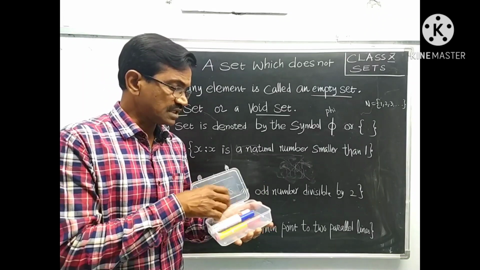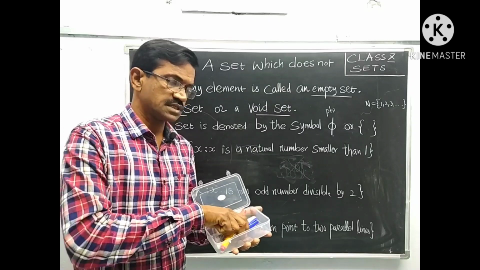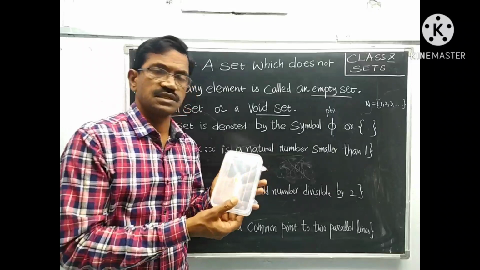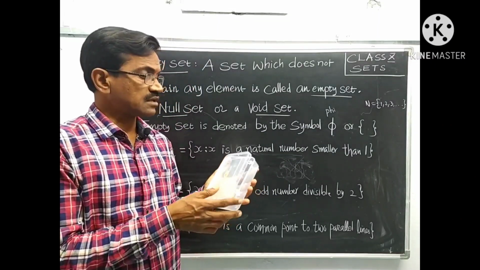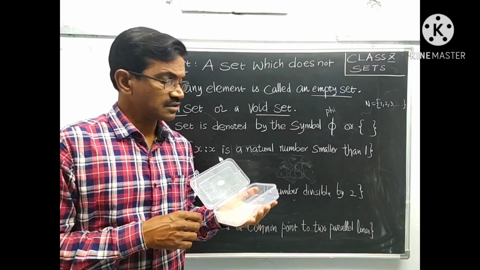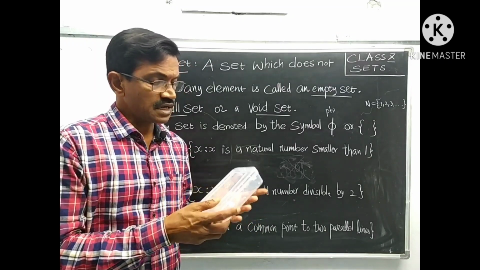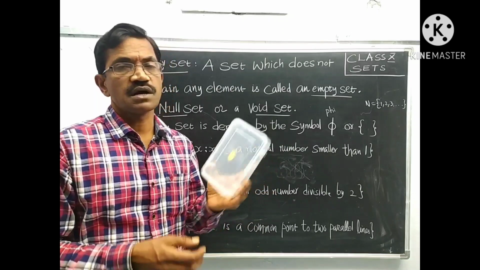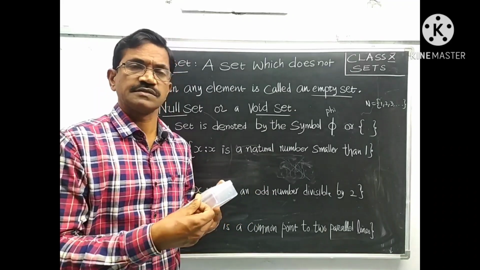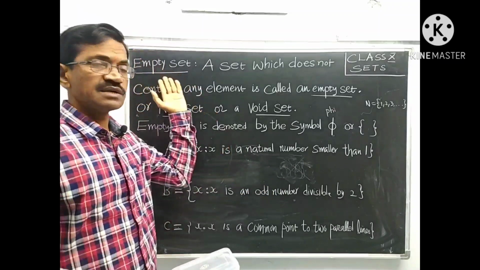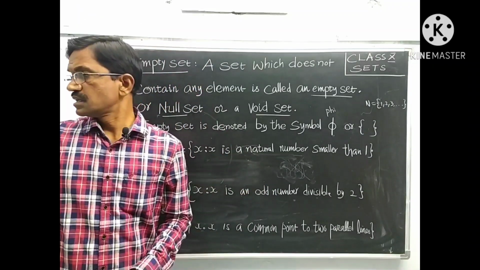If I remove these sketches, then what do you call this set? There is nothing inside the box. So, it does not have any elements. Therefore, it is called an empty box. It is an empty box. Similarly, empty set is like that only.